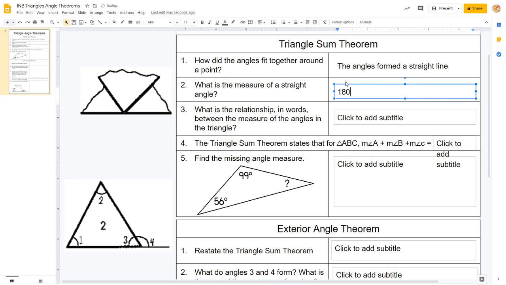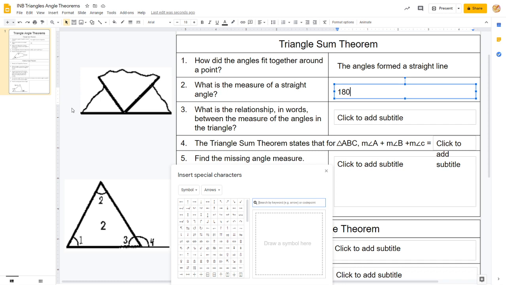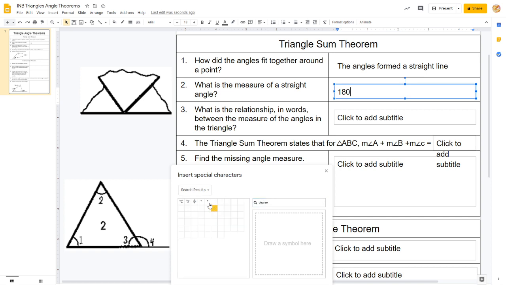So we're going to put 180, and we need that little degree sign. So we're going to go up here to insert, scroll down to special characters, and look up degree. And it is this one right here. If I drew it, it also appears. Nope, it didn't appear. Oh no. Maybe if I drew it up in the upper right hand corner. Nope. So you'd have to look up degree unless you're really skilled at drawing the degree sign.